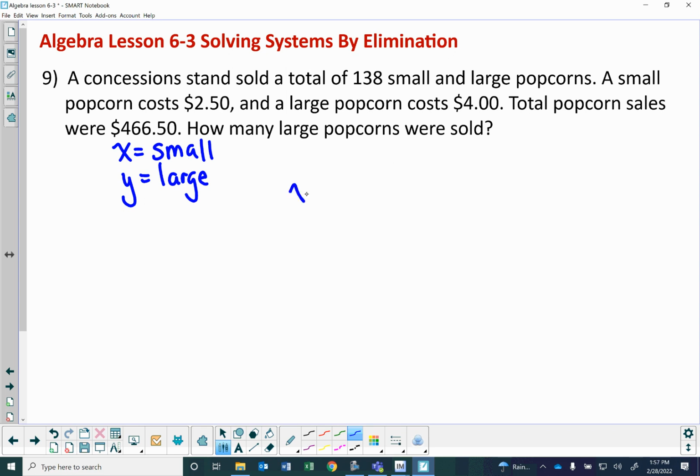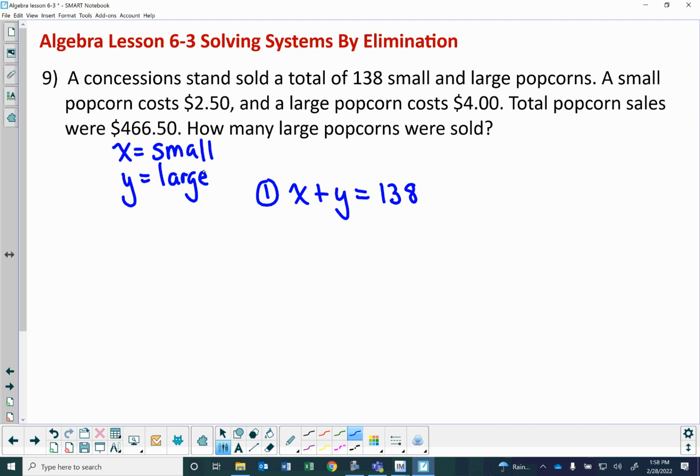All right, so they sold a total of 138 popcorns. So the number of small popcorns plus the number of large popcorns has to equal 138. The number of small popcorns is x, plus the number of large popcorns is y, and that has to equal the total of 138. That's my first equation. My first equation talks totally about how many popcorns I sold.